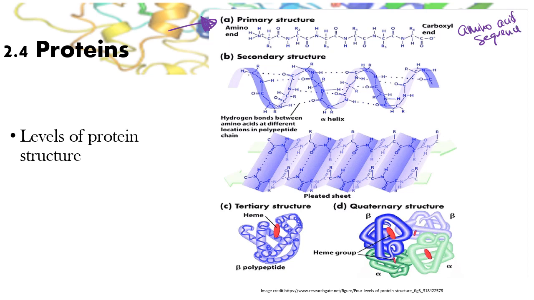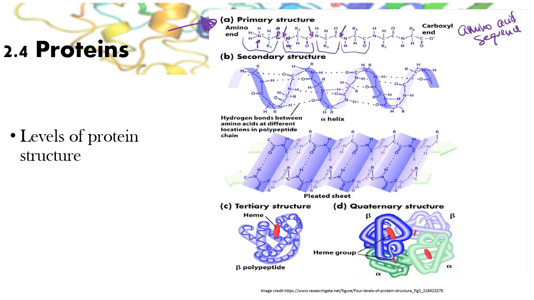We can see here that we have an amino acid. Here's the amino end. Here's a carboxyl group, and here's the next amino group. So here's our peptide bond. Here's the start of the second amino acid. Here's another peptide bond, another amino acid, another peptide bond, another amino acid.